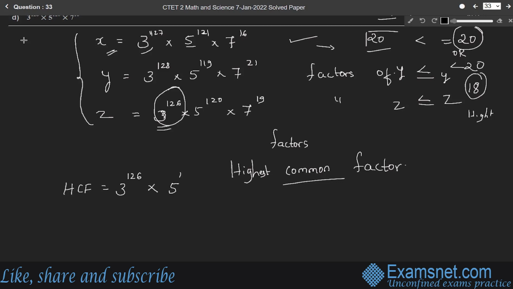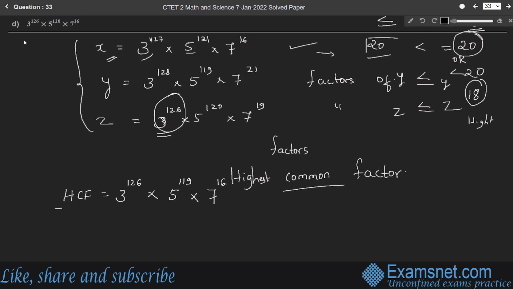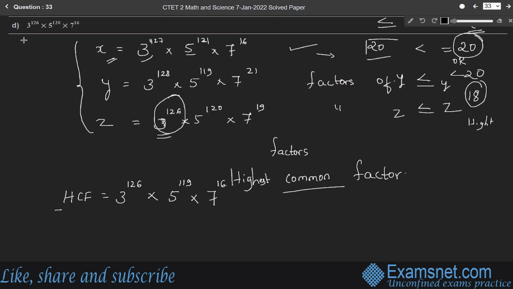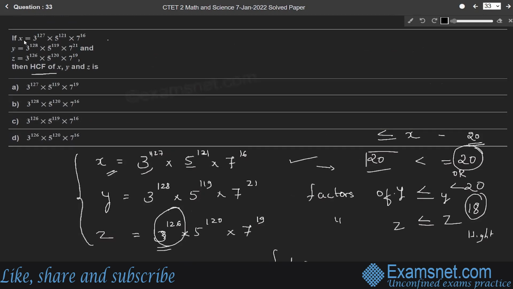So into 5 raised to 119 into 7 raised to the least power, which is 16. The highest common factor of x, y and z is 3 to the power of 126, 5 to the power of 119 into 7 to the power of 16. Therefore, option C is the right answer.